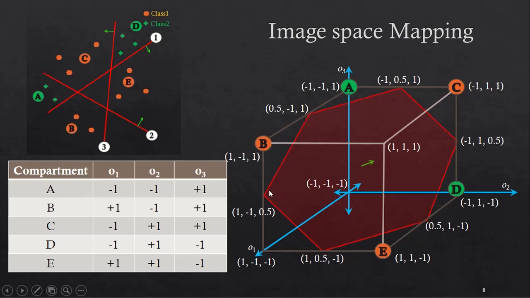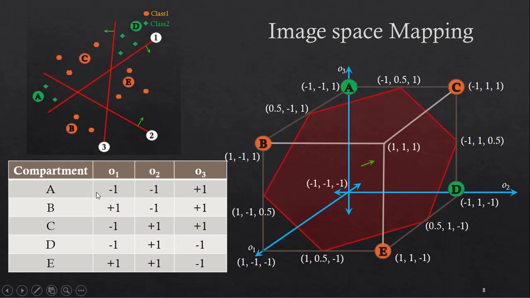The plane is such that points B, C, E lie on its positive side because these are the class 1 patterns, and points A, D lie on its negative side because these are class 2 patterns. Let us have a look at the table.